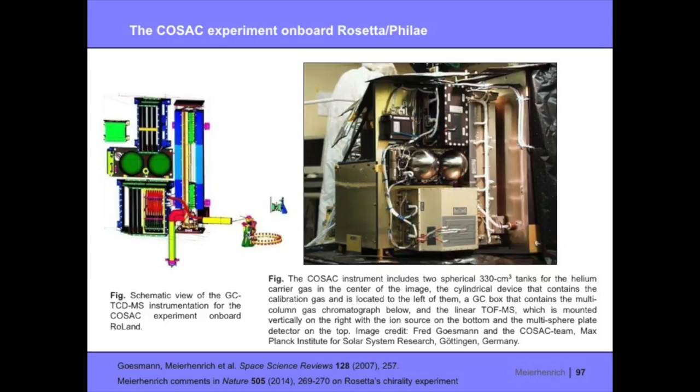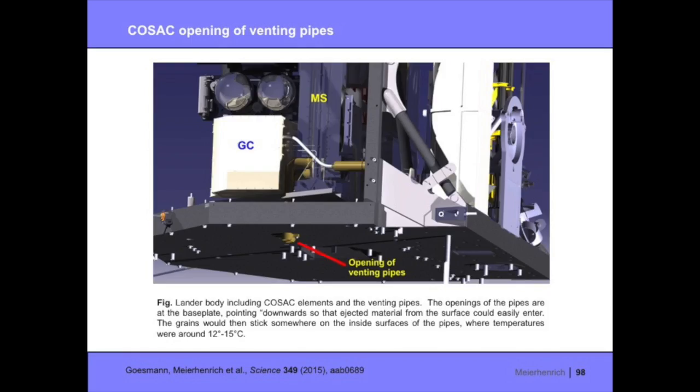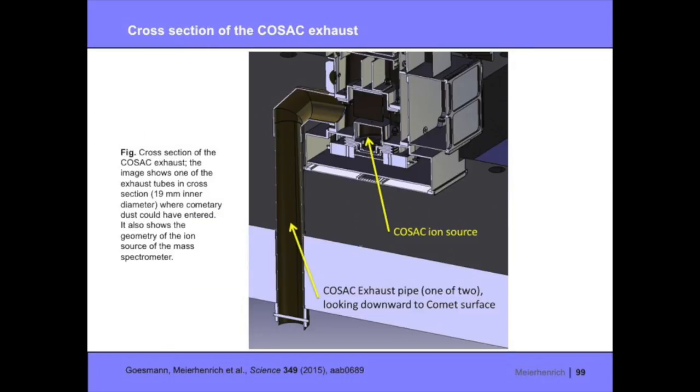This is our entire instrument, and between the GC, the gas chromatograph, and the mass spectrometer there is this here, which is called a venting pipe. This is a pipe where we would like to get rid of the helium, the carrier gas used for the gas chromatograph. We just want organic molecules to pass into the mass spectrometer. So this is an exit pipe. So this exit was opened. Here you see the inner diameter is 20 millimeters. This exit was opened 20 minutes after rebouncing at an altitude of 500 meters.